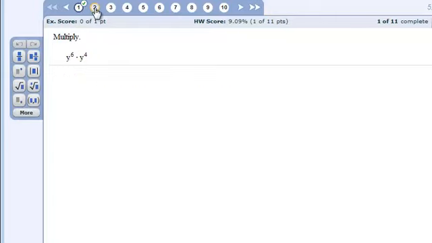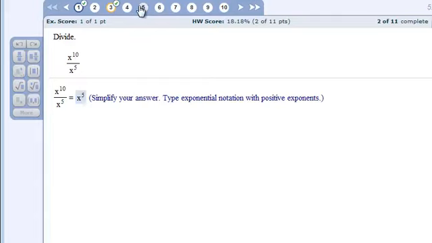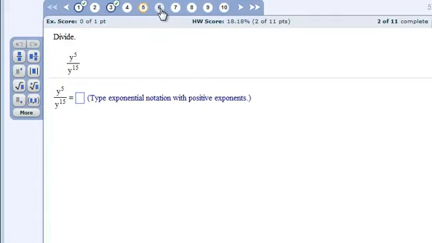Let's see what number 2 is. Here's a quotient rule problem. So quotient rule says we're going to subtract our exponents. So we have x to the 10th over x to the 5th. So 10 minus 5 equals x to the 5th. Good job.